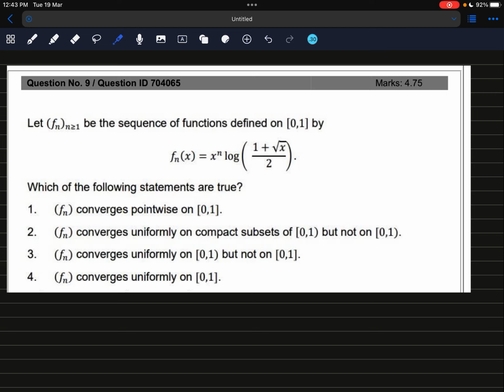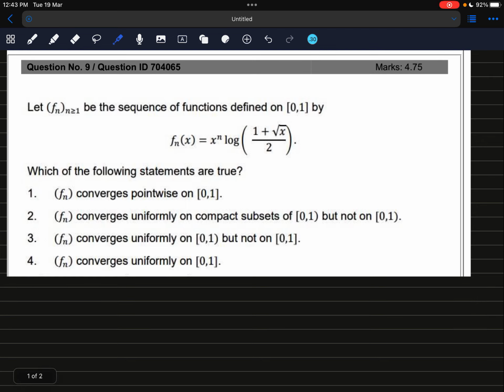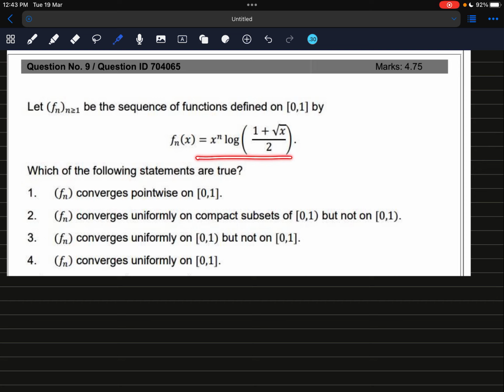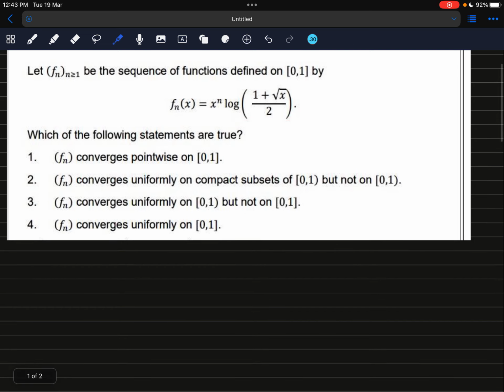Hello everyone. So we'll see a question that was asked in CSIR NET December 2023, and the question ID is 704065. Okay. So the question says: let f_n be a sequence of functions defined on this interval, and f_n(x) is defined in this way. So what can you say about f_n?